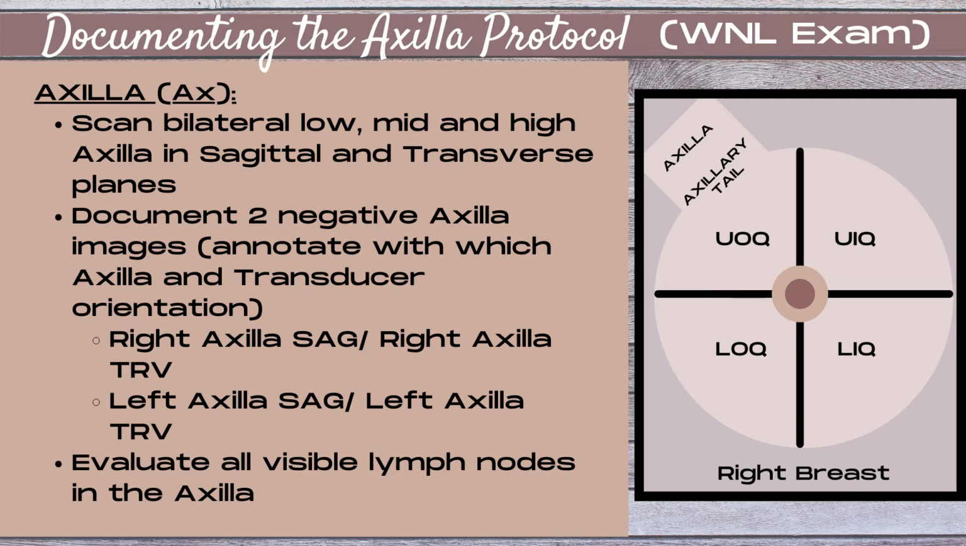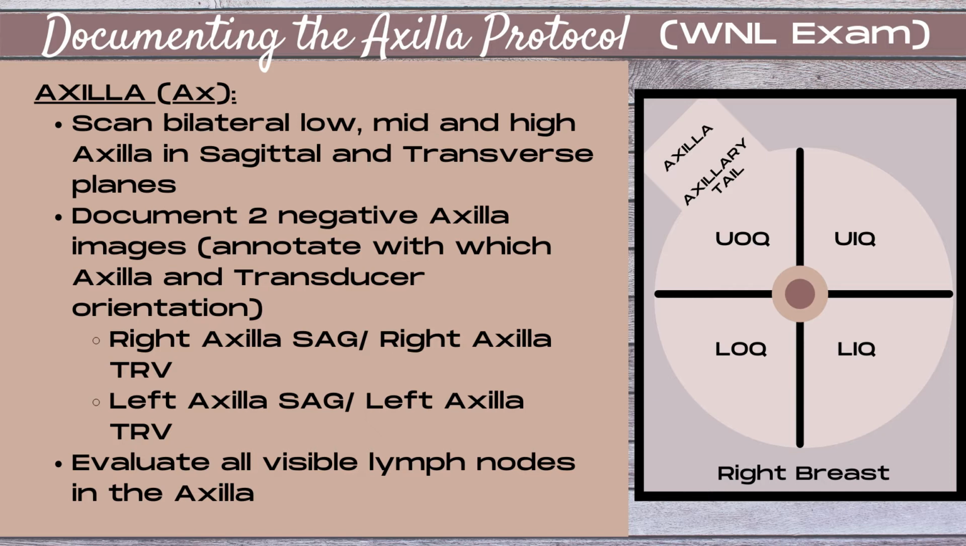For these 2 negative images, I take the images without any lymph nodes in the picture, just demonstrating the normal tissue that's in the axilla. And that's demonstrating to my radiologist that I have carefully looked through all the tissue that's in the axilla and I have not visualized a mass.